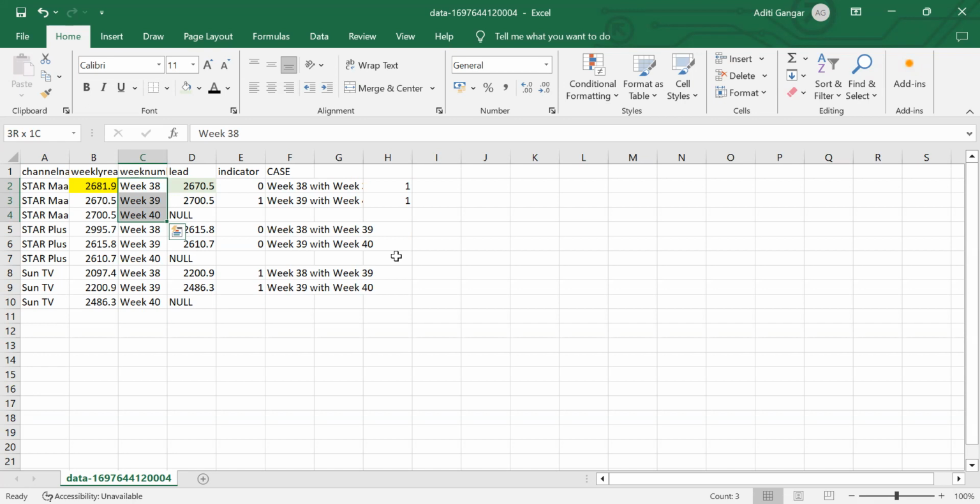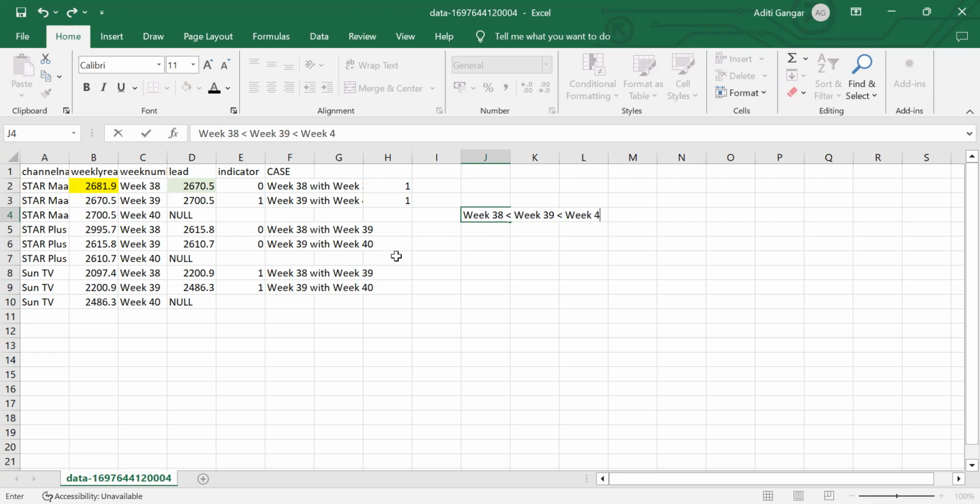We want Star Maa to increase from week 38 to week 40. It has to be increasing. It is increasing, and it is not, because here it is decreasing. We want this to hold true. Every week, Star Maa reach should increase. It should not be that in one week it is going down, then it's going up.